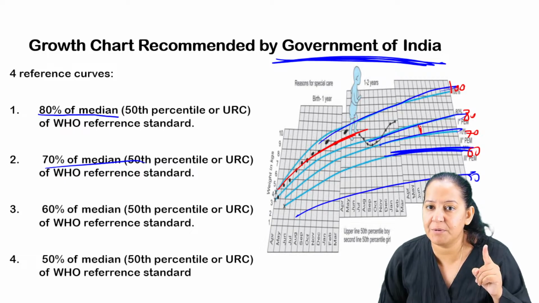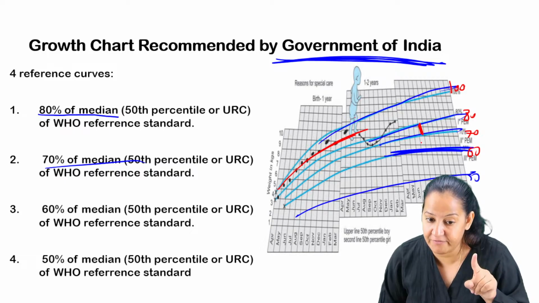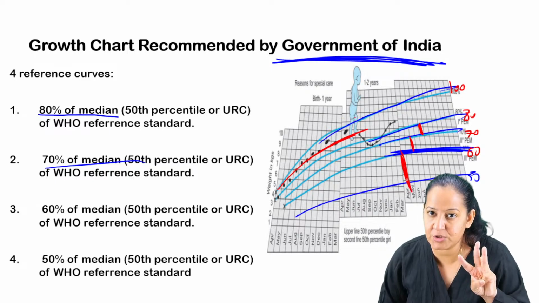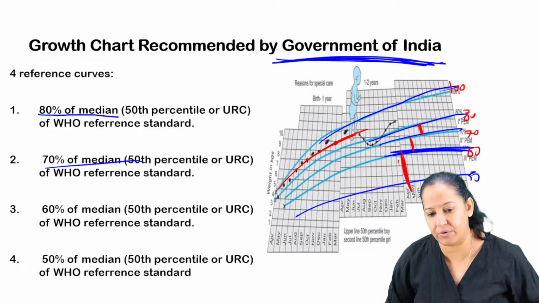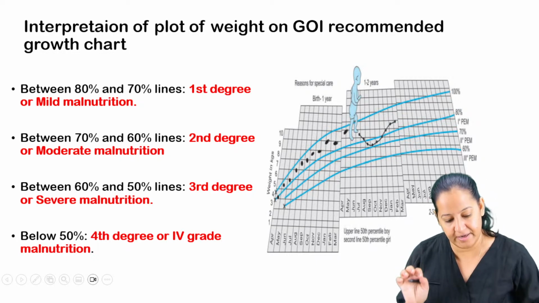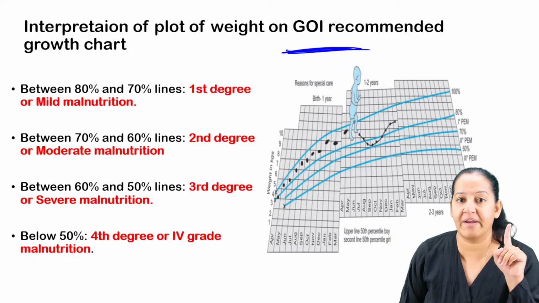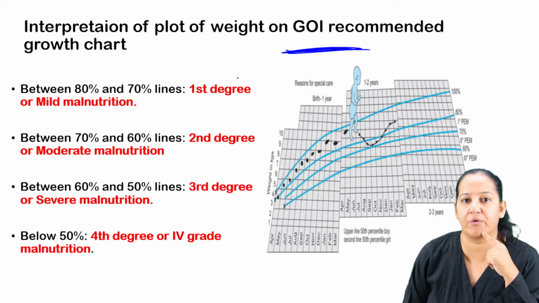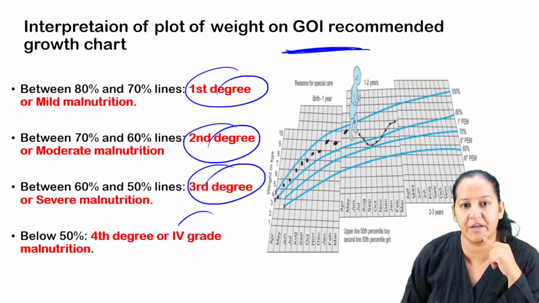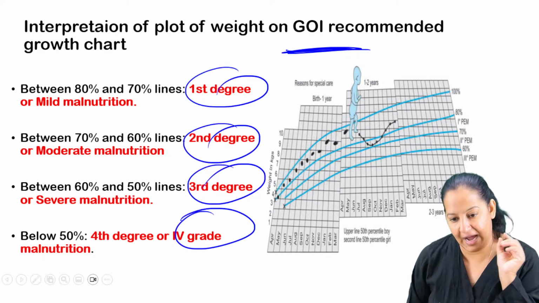If the child growth is between these two, it's grade 1 malnutrition. If it is between these two, it's grade 2 malnutrition. If it is between these two, it's grade 3, and below that it's grade 4. So we can do the grading in the growth chart given by Government of India. We can grade it as grade 1, grade 2, grade 3, grade 4: first degree malnutrition, second degree, third degree, or fourth degree malnutrition. I hope you got it.